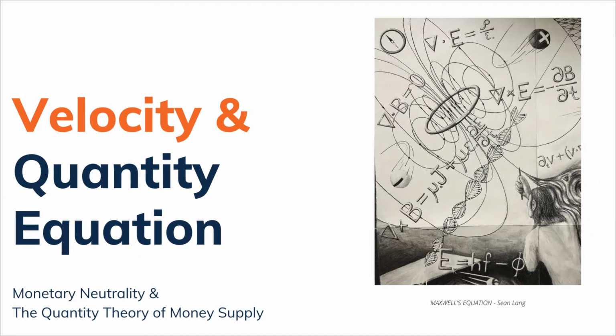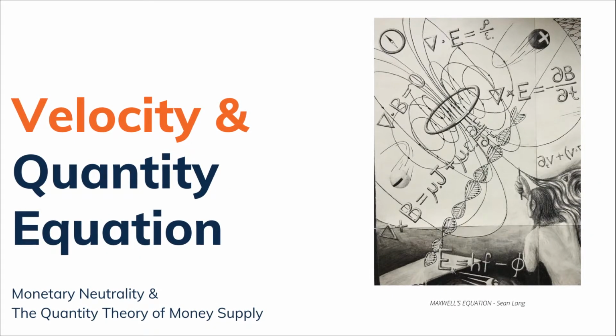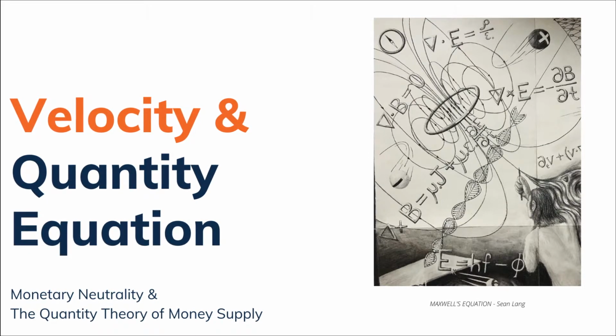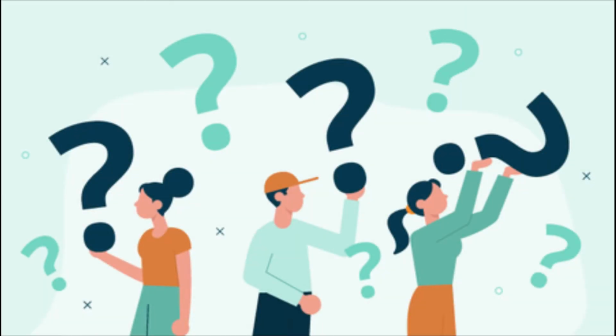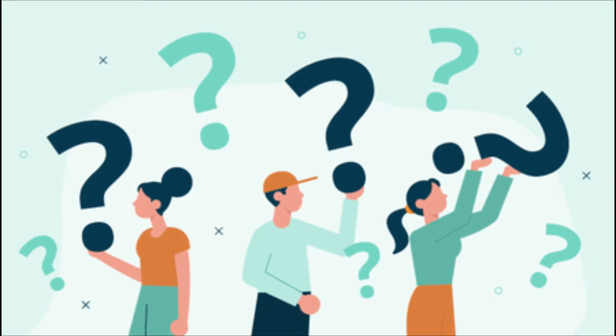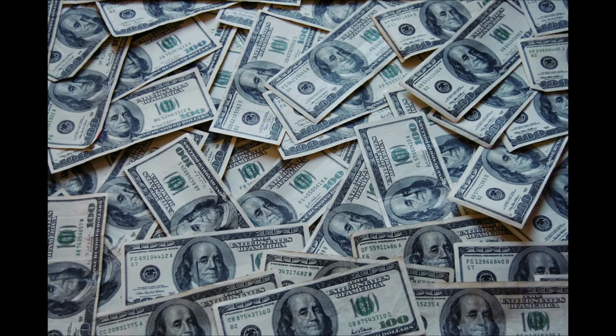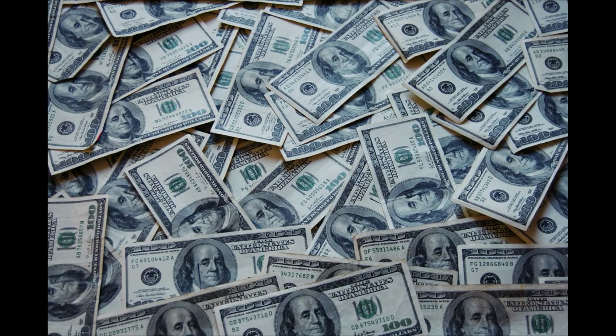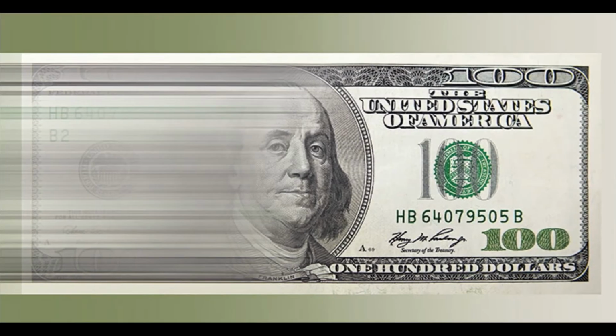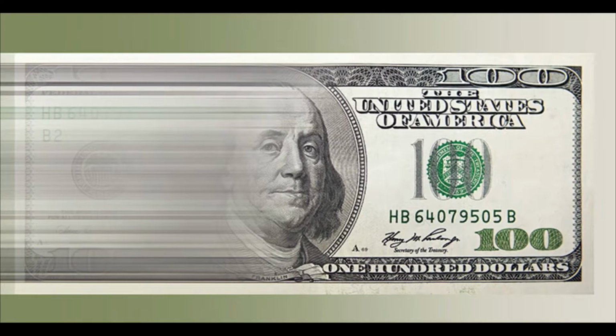Velocity and the quantity equation. Now, time for some math. Having learned about adjustments to changes in the money supply and monetary neutrality, another concept must be understood to fully get the clear picture of what the quantity theory of money is trying to explain. This concept is called the velocity of money, the rate at which money changes hands.